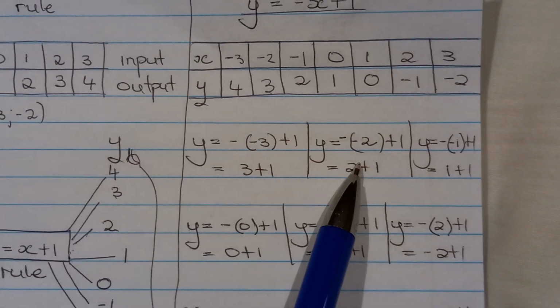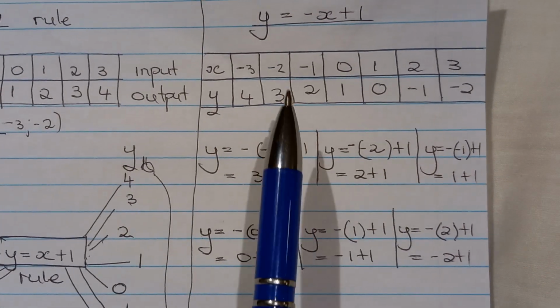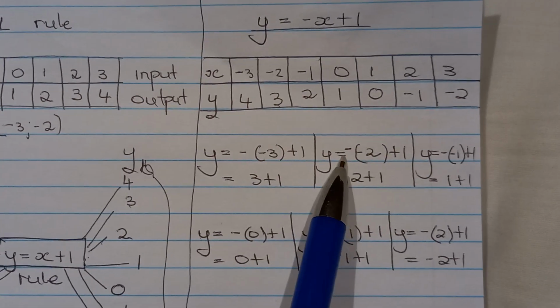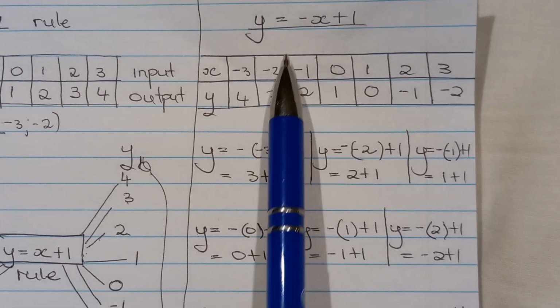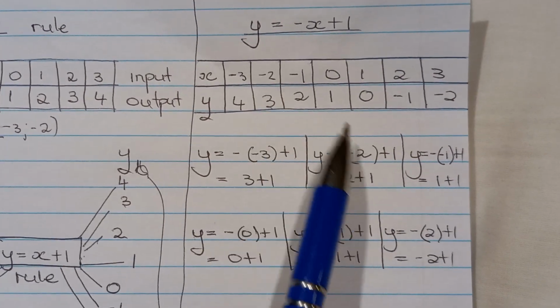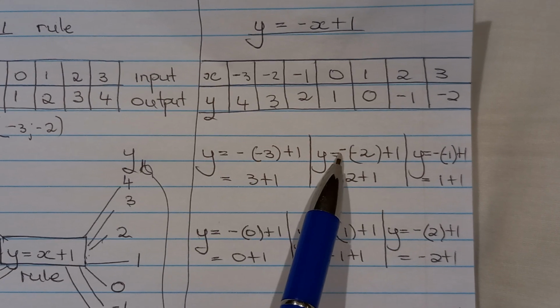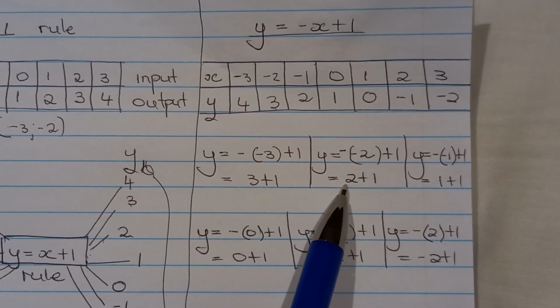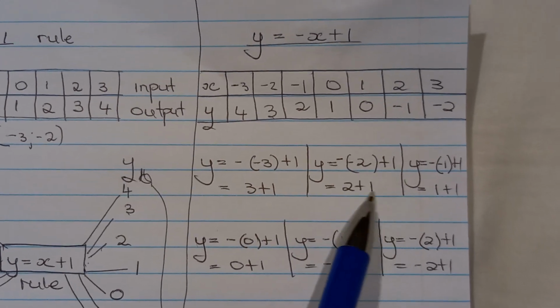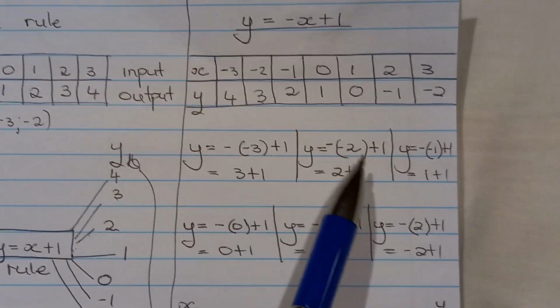Now we go to the second one, -2. There's a negative that came with that rule, which is there. And then we substitute -2. A negative times a negative is a positive. That's why when you get here, you have a +2 plus that 1, which is equals to 3.